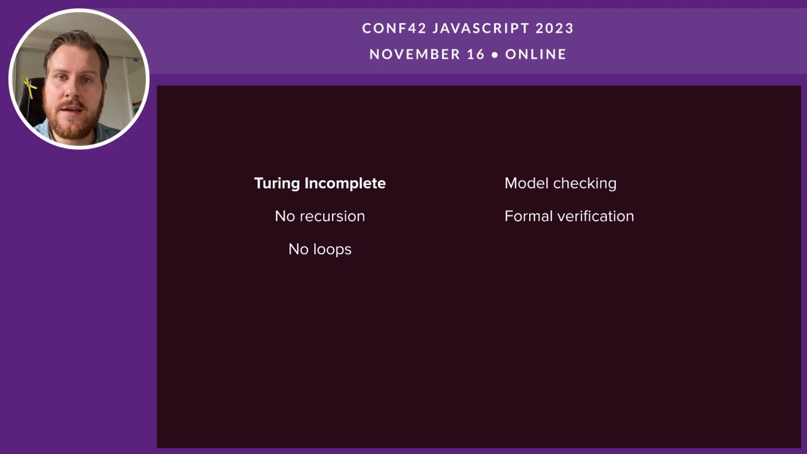But because of these limitations, we can introduce something called model checking. Model checking is the way we can make our smart contracts 100% testable. And this is done by executing formal verification.